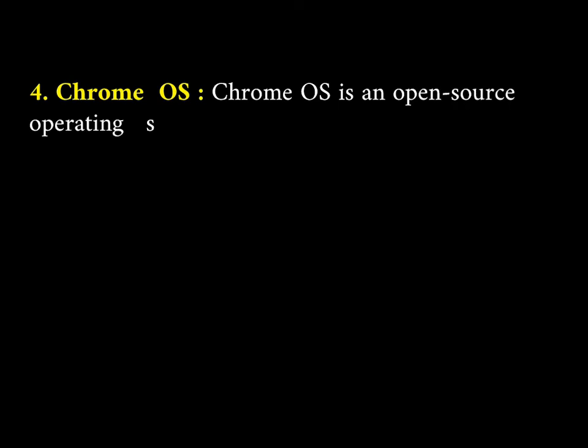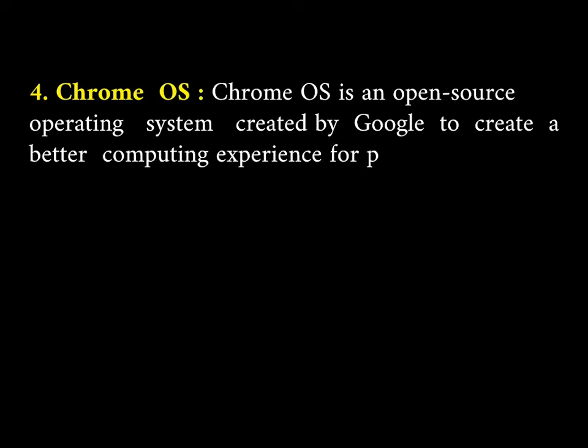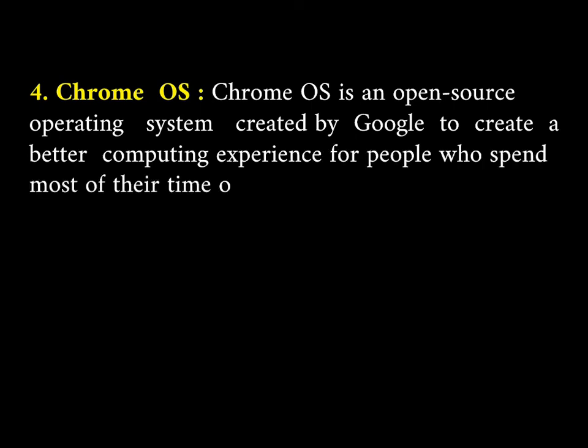The next operating system, which we now mostly use for the web, is the Chrome operating system. Chrome OS is an open source operating system. As I spoke about it, open source means you can modify the contents of this operating system. Chrome OS is an open source operating system created by Google to create a better computing experience for people who spend most of their time on the web. Nowadays you spend your time on the web searching different types of content on the internet, and you are using this operating system called the Chrome operating system.